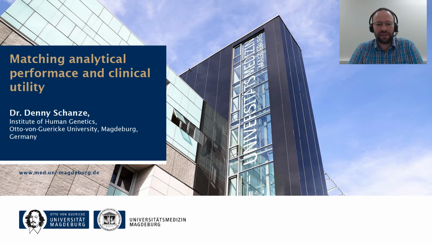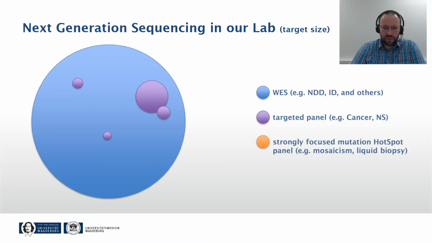Analytical performance and clinical utility. Only a brief overview on how we use NGS sequencing in our lab. As most of the others, we do a lot of whole exome sequencing for studying neurodevelopmental disorders, intellectual disability, and many other diseases. But we also use targeted panels, and we use them also for copy number analysis. And we know that the coverage is much higher, and the analysis for copy number is much more stable.